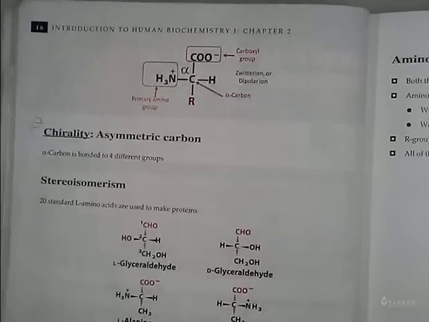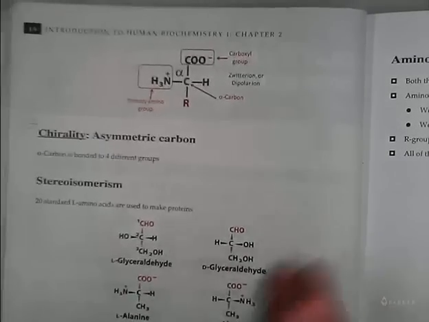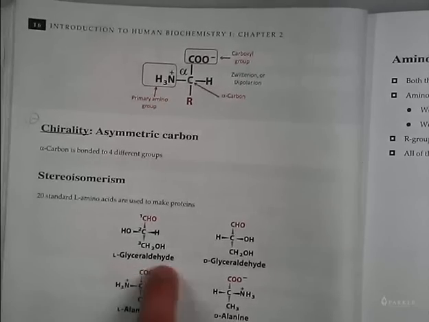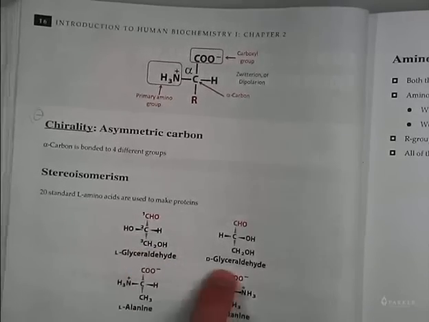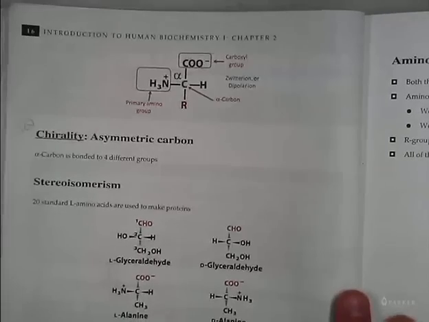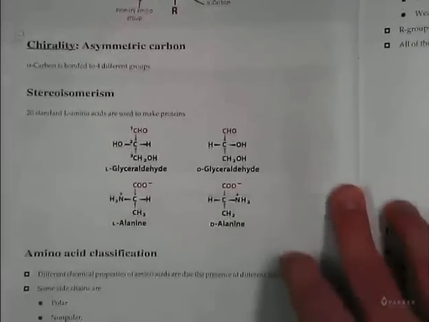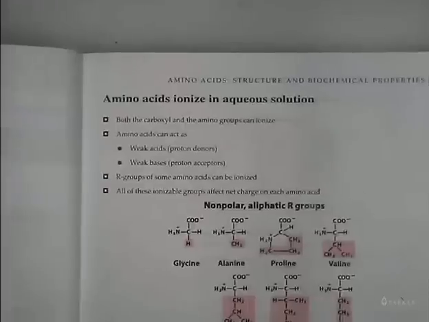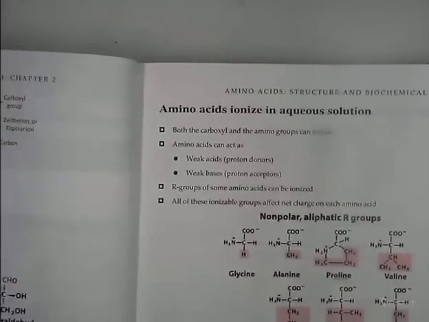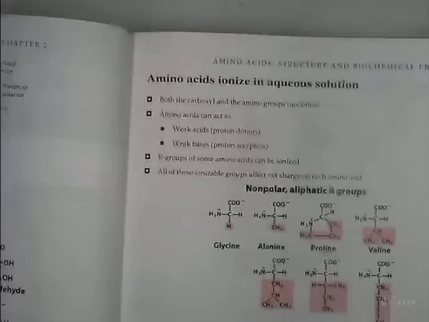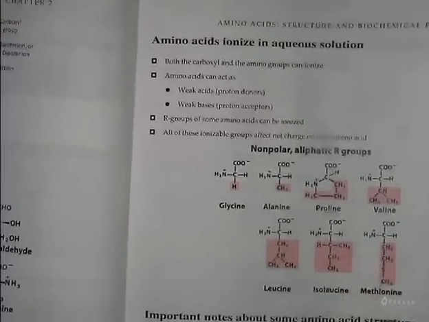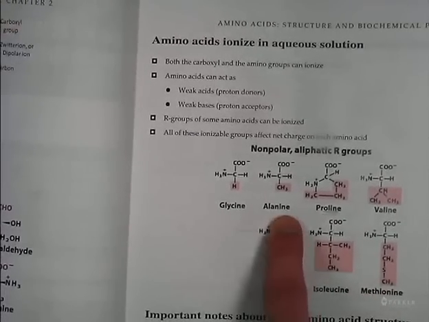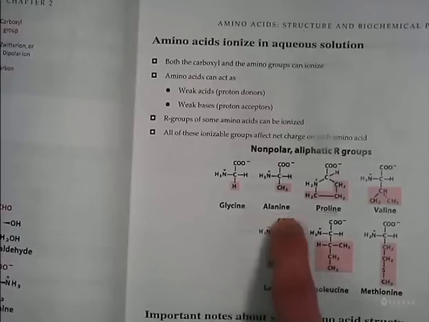Stereoisomers is just the mirror images. So L has the OH on the left, D has the OH on the right. We have different amino acid classifications, which we will go over. Cool. Nonpolar aliphatic R groups. So we have glycine, achiral. How do we go from glycine to alanine? We methylate it, right? Good.